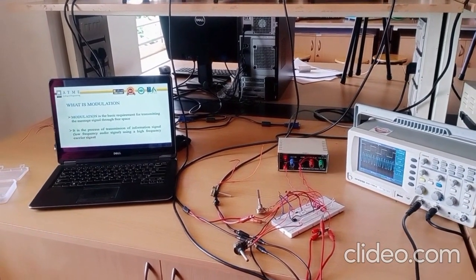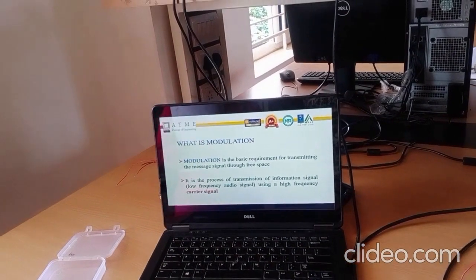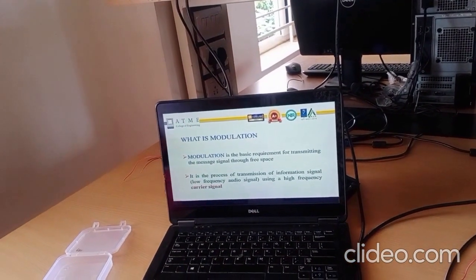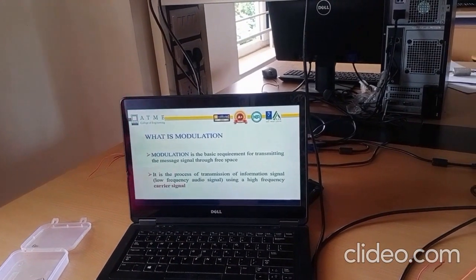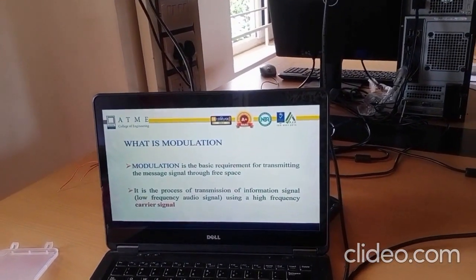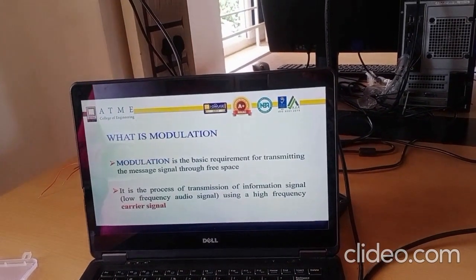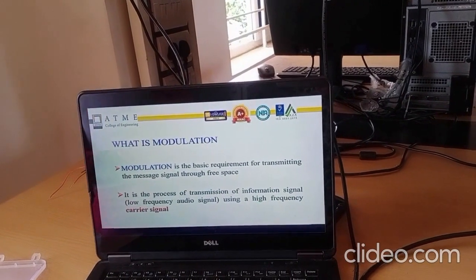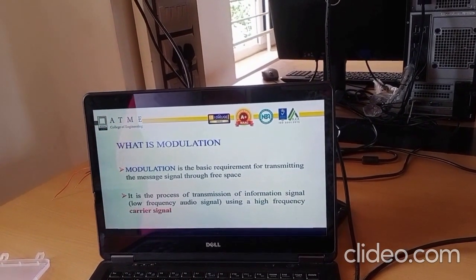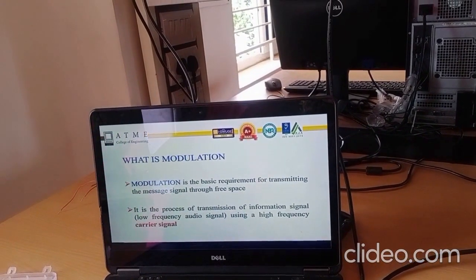Today we will be seeing the experiment on frequency shift keying, one of the digital modulation techniques, in the laboratory. Before starting, let me introduce you to what exactly modulation is. Modulation is a basic requirement for transmitting the message signal through free space. It is a process of transmission of a low frequency audio signal using a high frequency carrier signal.